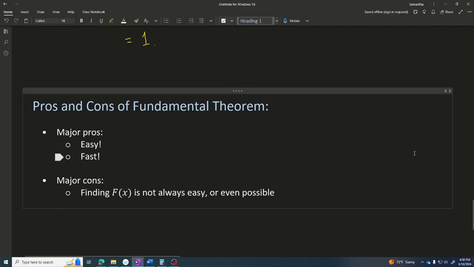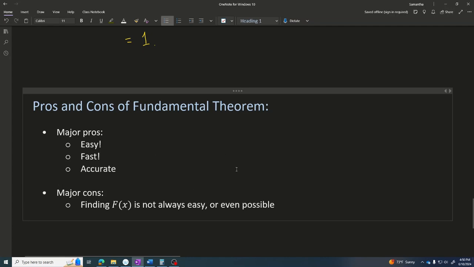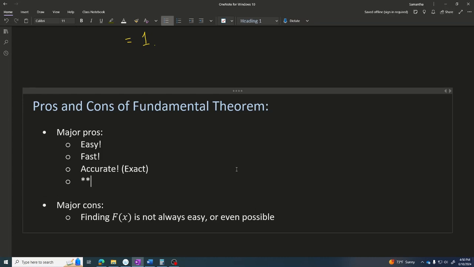The major pros of the fundamental theorem of calculus is that when you can use it, it's generally easy and generally very fast and generally very accurate. In fact, it's exact, which means it's perfectly accurate and there's no error whatsoever. But all of this comes with a big asterisk attached to it: easy, fast, and accurate only apply when the FTC, the fundamental theorem of calculus, can actually be used.